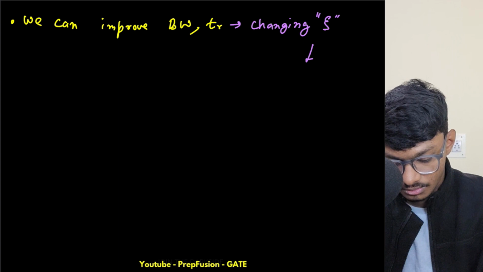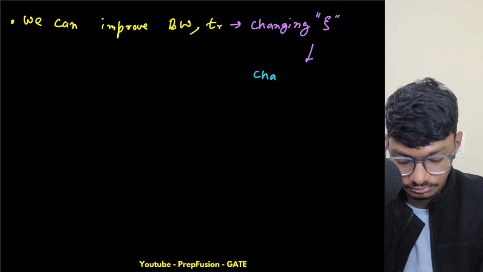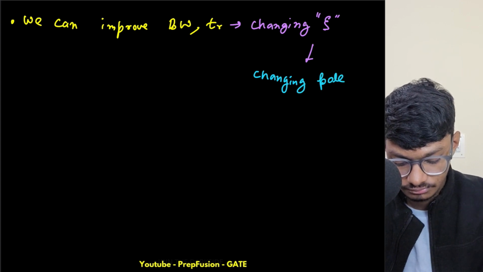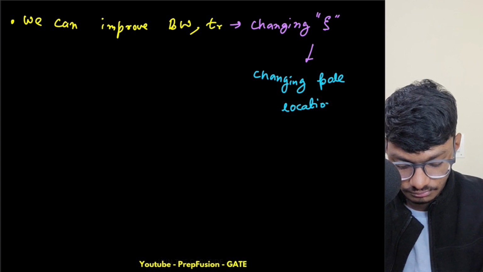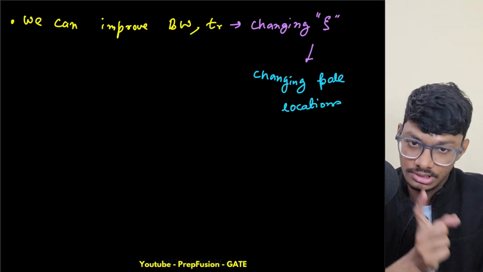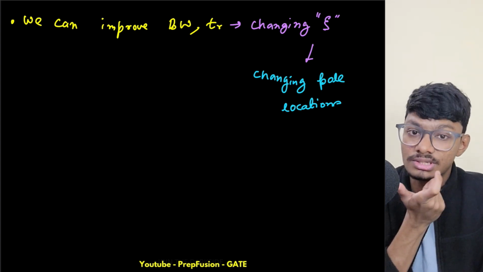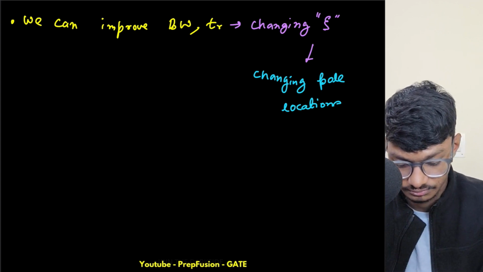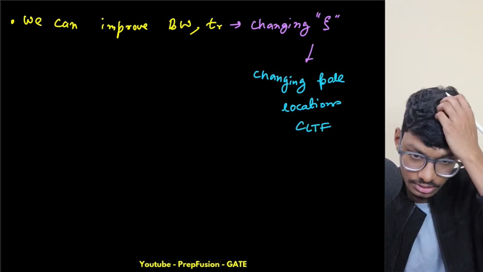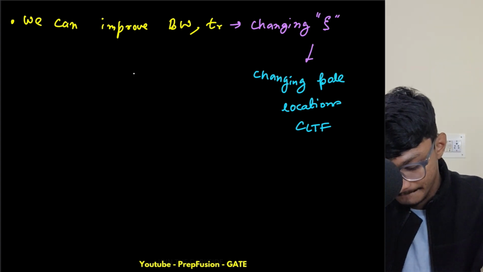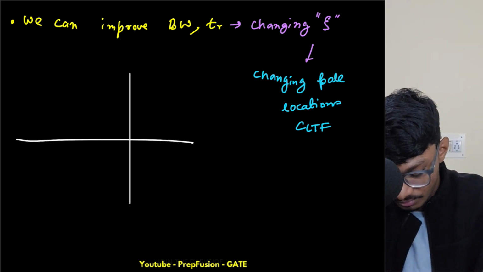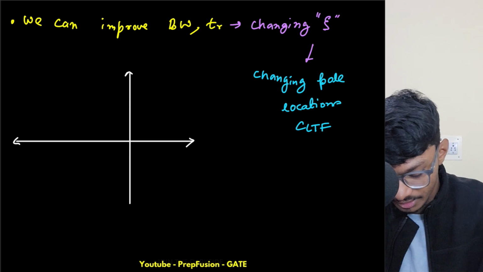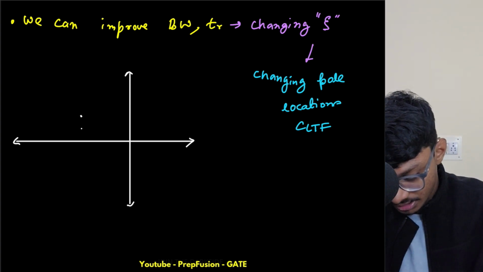Changing pole locations. Now if we change the pole locations, then our zeta will change. This is the main point I want to come to. We have to change the pole locations of the CLTF, closed loop transfer function, because zeta is defined for the closed loop transfer function. So let's say I want to reduce my rise time or increase my bandwidth. I have to reduce my zeta. So how do I reduce the zeta? Initially, let's say my poles were here.